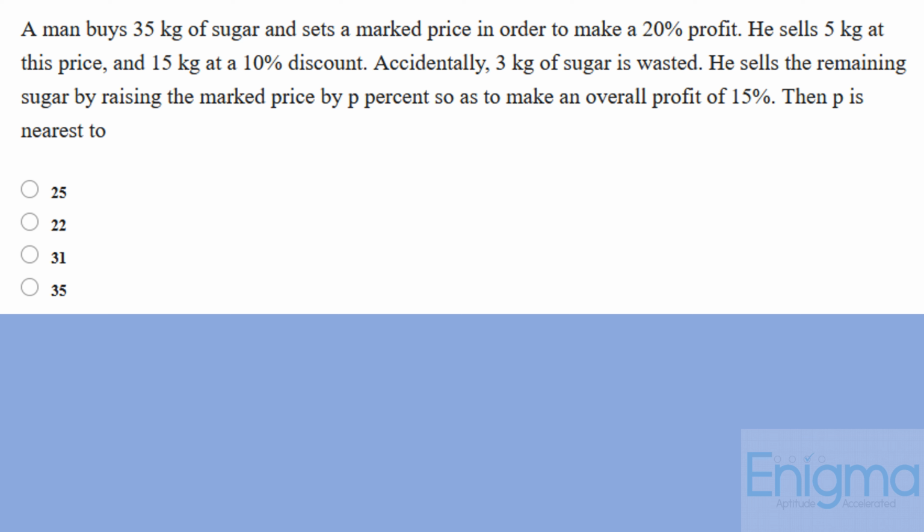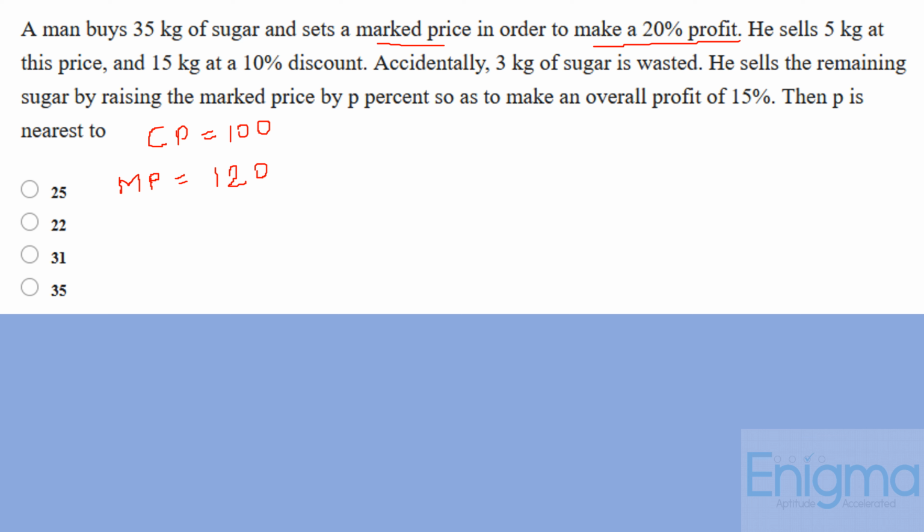Now let's solve this question. Let's assume the cost price as 100 rupees. Hence, we can say that the marked price, as it is given, is to make a 20% profit. Hence, we can say that the marked price is 120. Now, he sells 5 kg at this price.